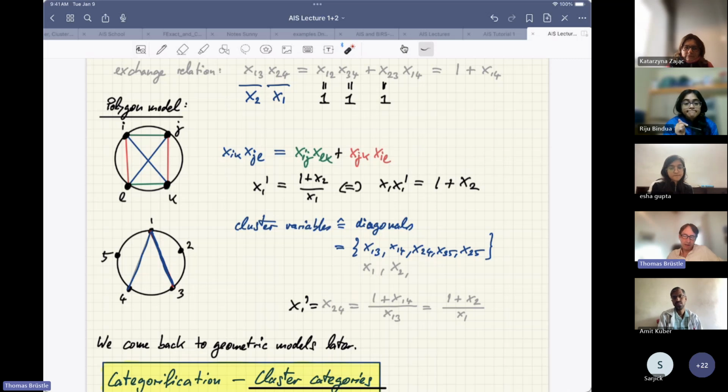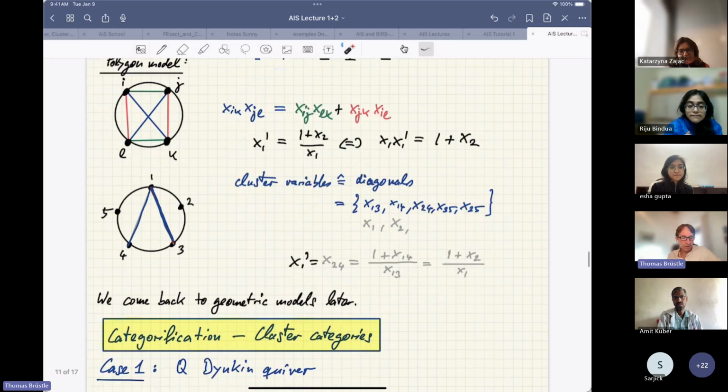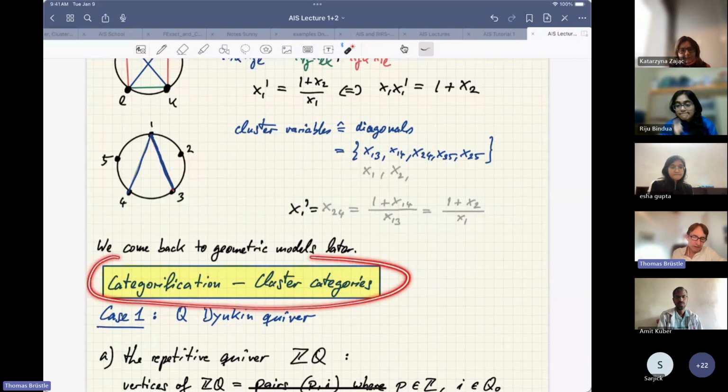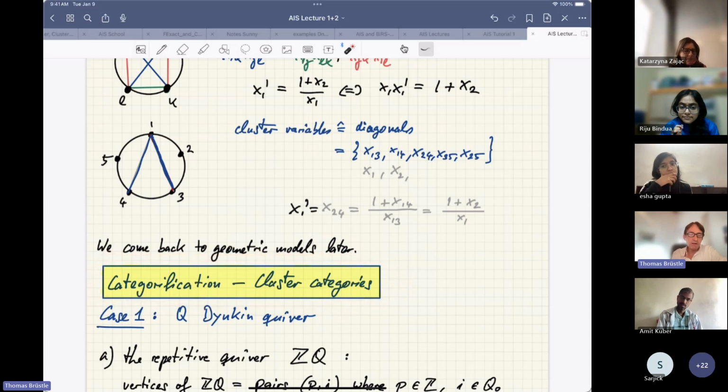So there started a big research investment into trying to model that combinatorial rules using categories of representations. This is what I want to start now. We will spend quite some time on how we can model cluster algebras using what we studied in the first 2 weeks.